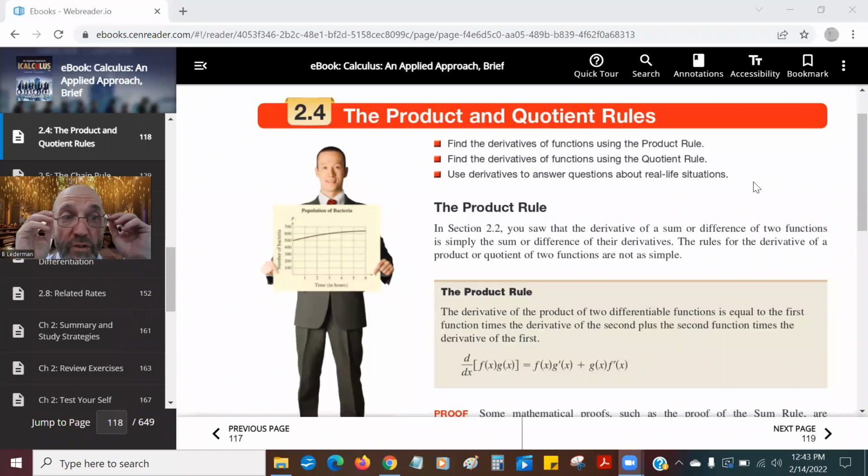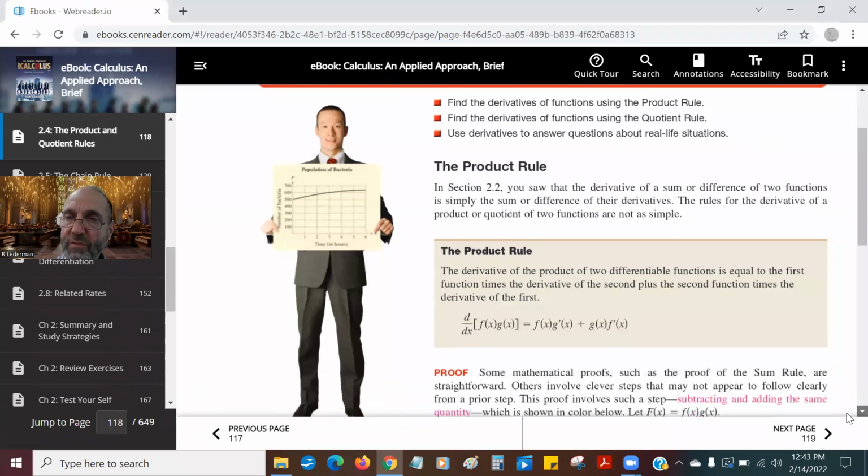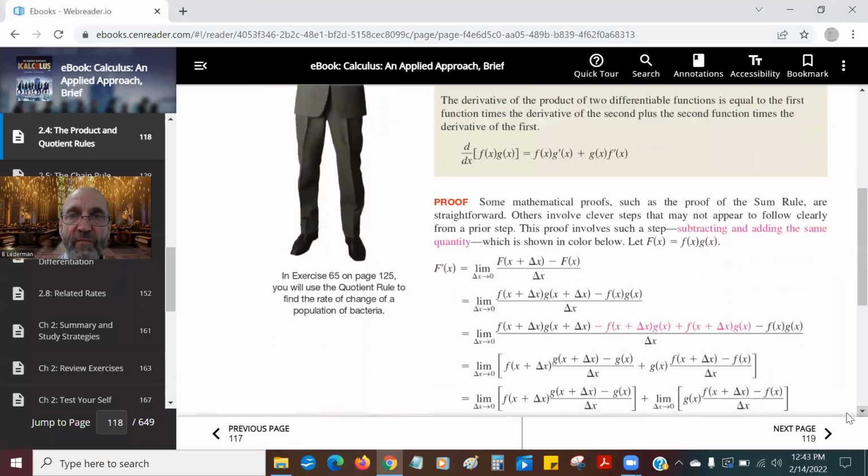Okay, everybody, now we're going to do the product and quotient rule, section 2.4. The product rule is when you take the derivative of a function which is a product. So if you have a function which is f of x times g of x, I'll give examples of all this. The derivative is going to be f times g prime plus g times f prime.